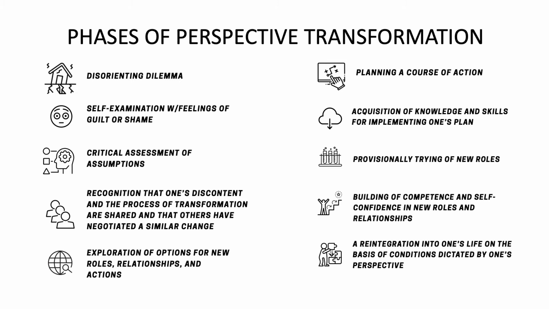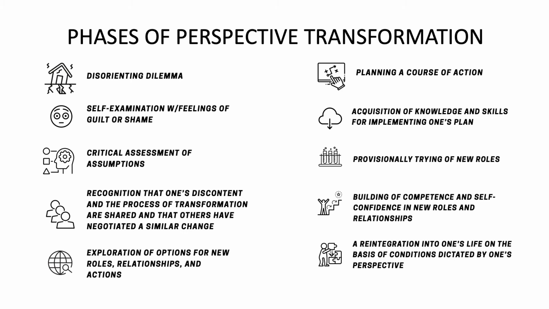The next phase is the exploration of options for new roles, relationships, and actions. A person cannot change if they do not have a target that seems to align with their needs. For instance, when someone feels their current path no longer aligns with who they want to be, they might start looking at other jobs which feature responsibilities that interest them.